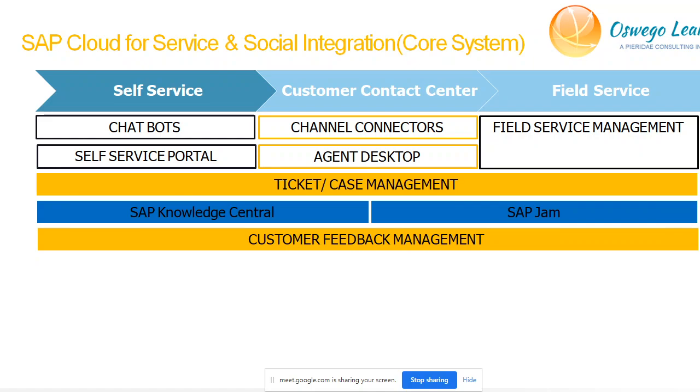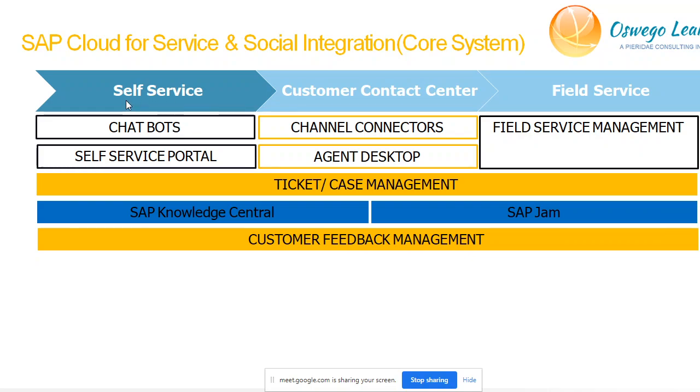Service cloud is the acquisition of the Coresystems. Coresystems is a separate organization, SAP acquired that organization, and they changed it to SAP Service Cloud. So all three functionalities are available. That is called the self service. A customer can get self services: if they have anything to know related to this product, they can go for the self services. And then we have the customer contact center, then we have the field services.